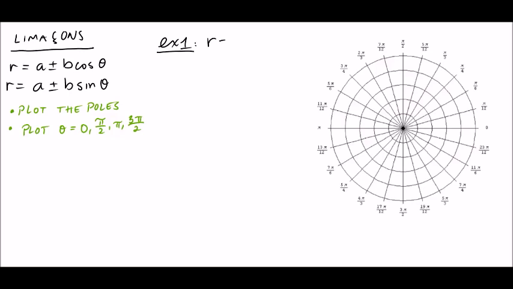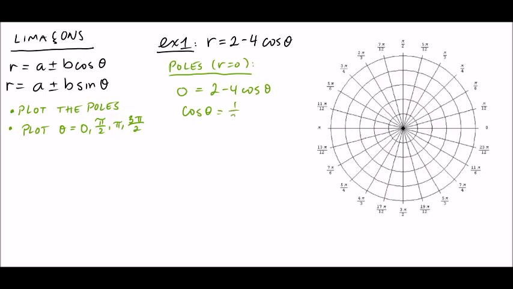Something like this. r is equal to 2 minus 4 cosine theta, okay? And what's important again is to find the poles. The poles occur when r is equal to 0, so we just need to find the angles where that occurs, right? And that's pretty easy. 0 equals 2 minus 4 cosine theta. I can solve for cosine theta. Cosine theta is equal to a half, and we all know that cosine theta is equal to half at two locations because of our superior trig knowledge. That occurs at pi over 3 and also at 5 pi over 3.